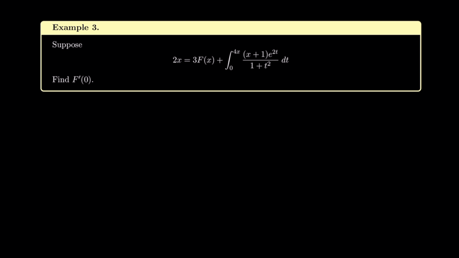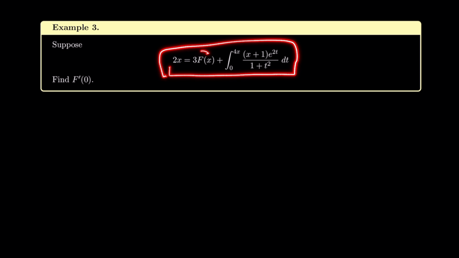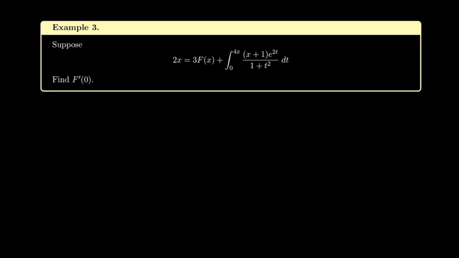Let's look at a harder question. Suppose that 2x equals 3F(x) plus the integral from 0 to 2x of (x + 1)e^(2t)/(1 + t²) dt, and we need to find F'(0). Before I start, there are two options: I can either do differentiation implicitly, or I can isolate F(x) first before I do anything. In this case, I'm going to do implicit differentiation first.